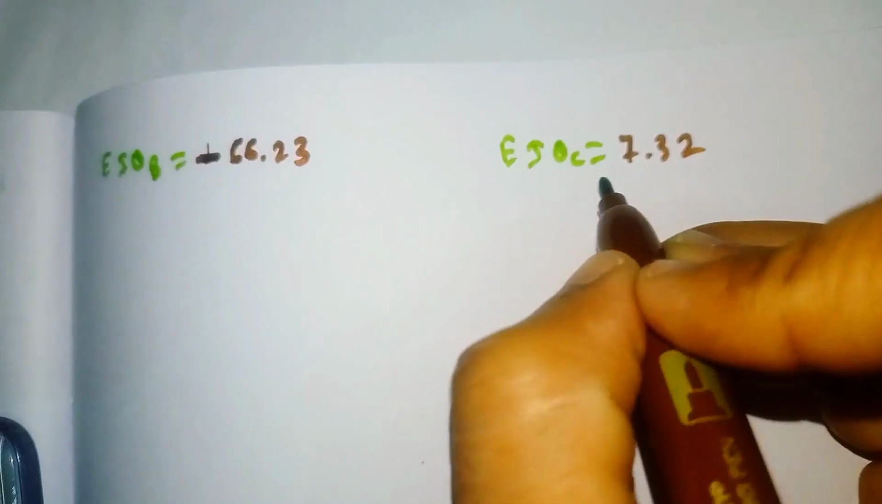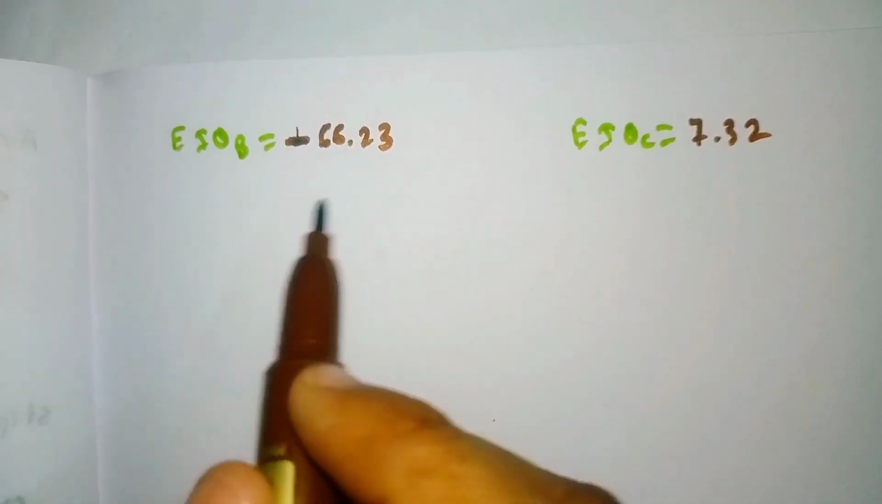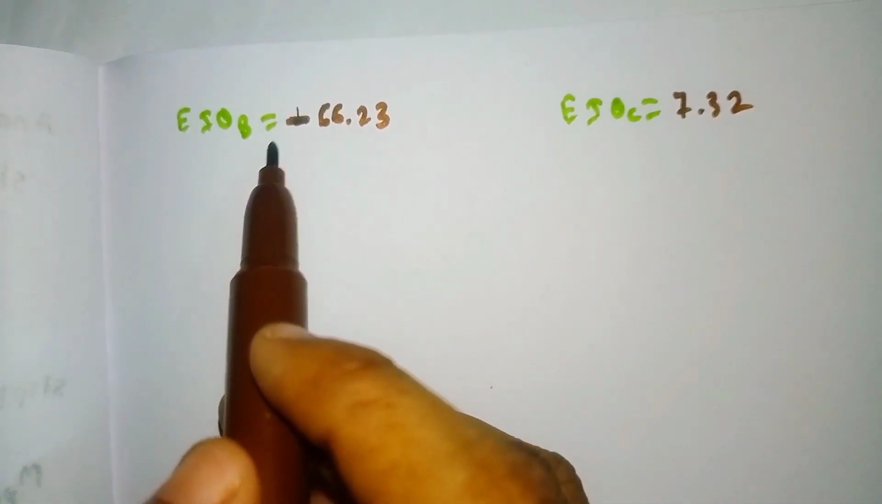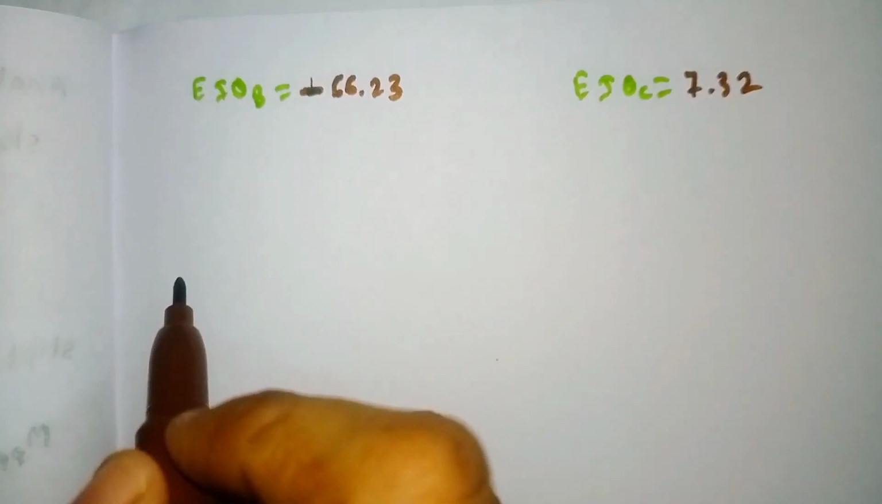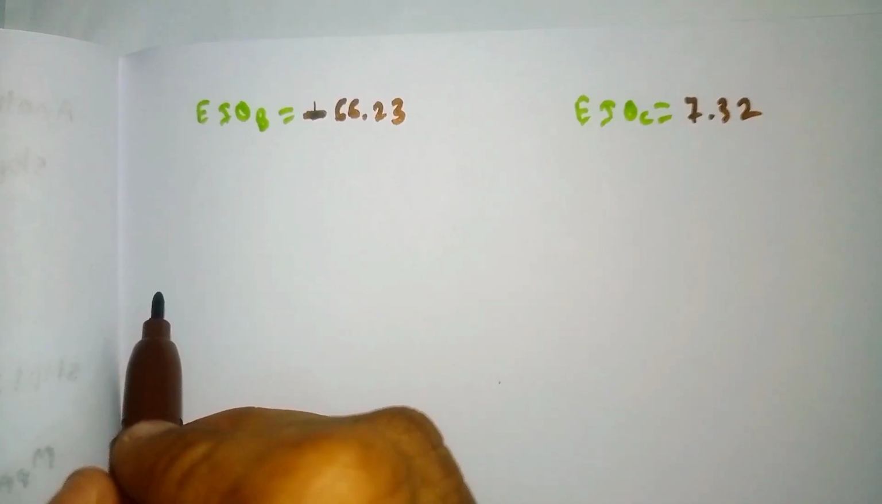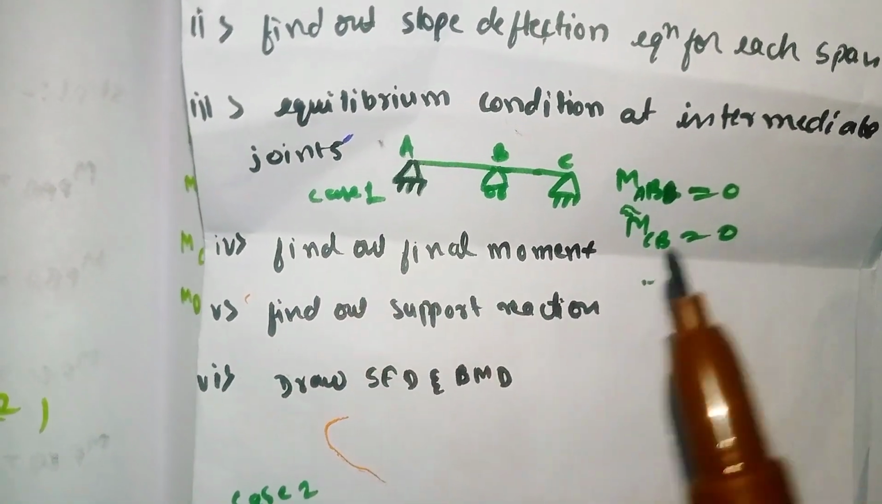7.32 is our EI theta C value. So this is how we need to calculate EI theta B as well as EI theta C. Now substitute these EI theta B and EI theta C values in our equations 1, 2, 3, 4, 5, 6 to get the final moments. So I will write here all the equations. Our step 4 is to find the final moments.